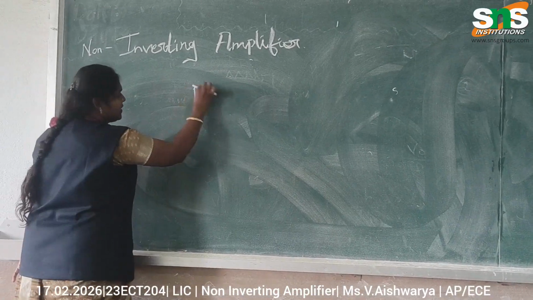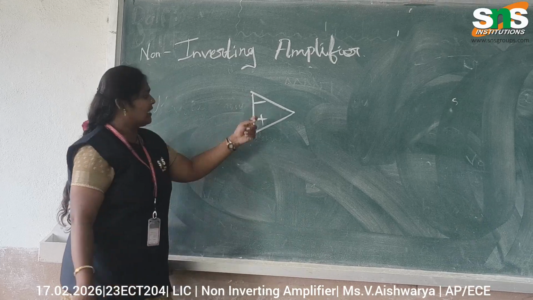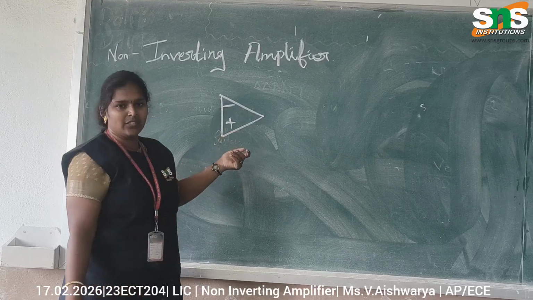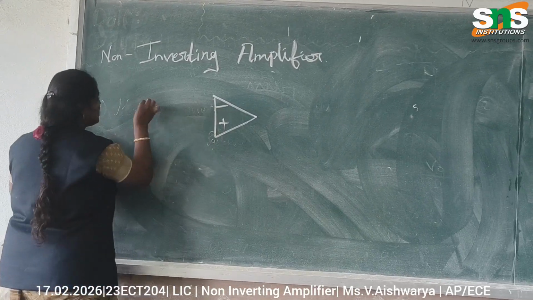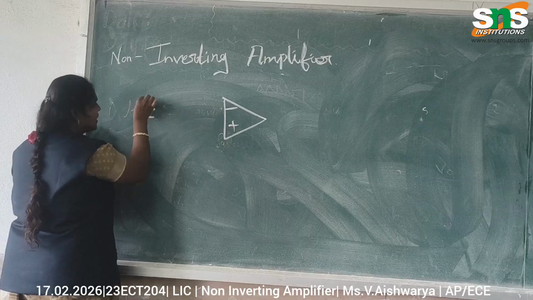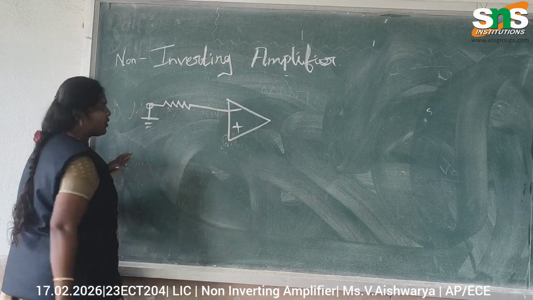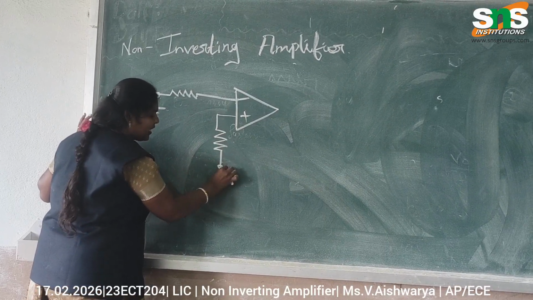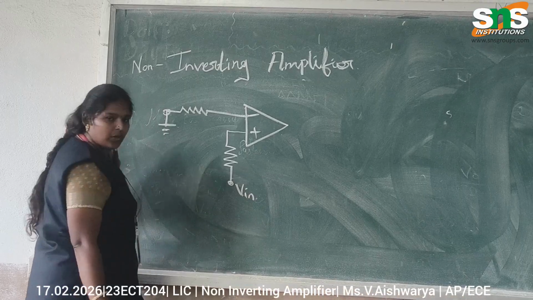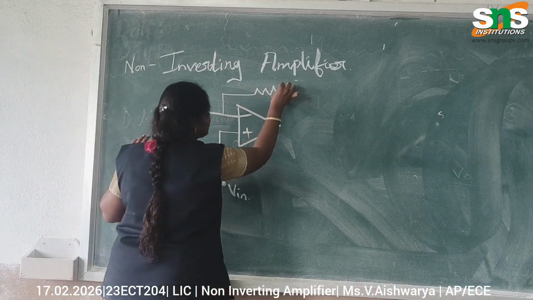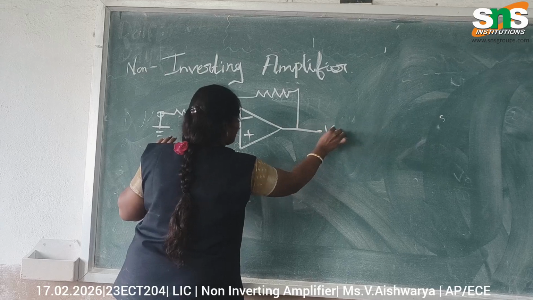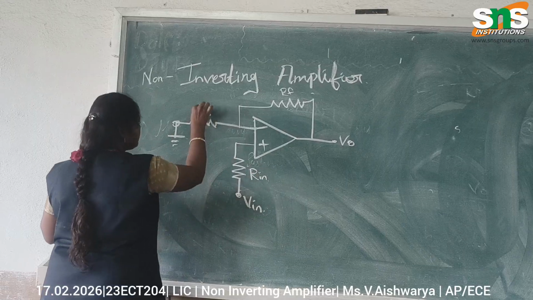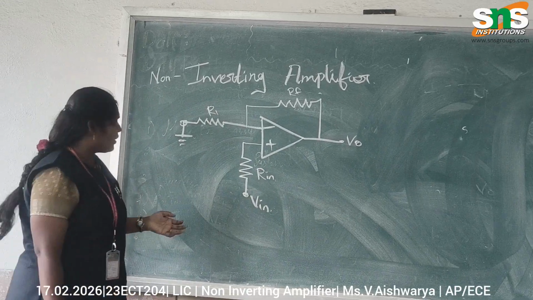We all know that this is our operational amplifier having a negative and a positive terminal. The negative terminal indicates the inverting terminal and the positive is the non-inverting terminal. In this condition, I just grounded the inverting terminal here. Next, I will apply the input here as V in. Then I have to connect this feedback circuit to get the closed loop condition. So this is our RF and R1.